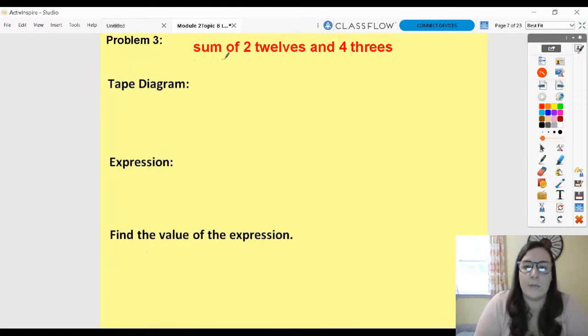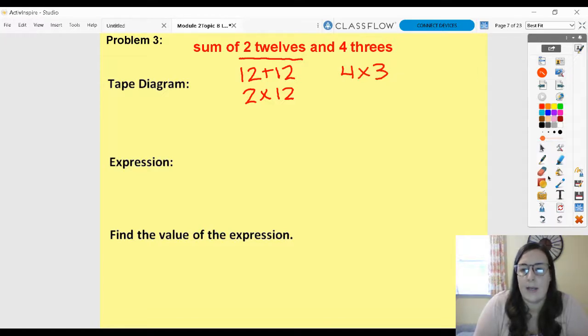All right, we have the sum of 2 12s and 4 3s. So we see that number and written number together. Remember I said that was like 2 different 12s, or a repeated number sentence. So it could be written as 2 times 12, and 4 3s would be written as 4 times 3. Now, when we're doing our tape diagram for this one, it's going to look a little bit different. So I need 2 12s.